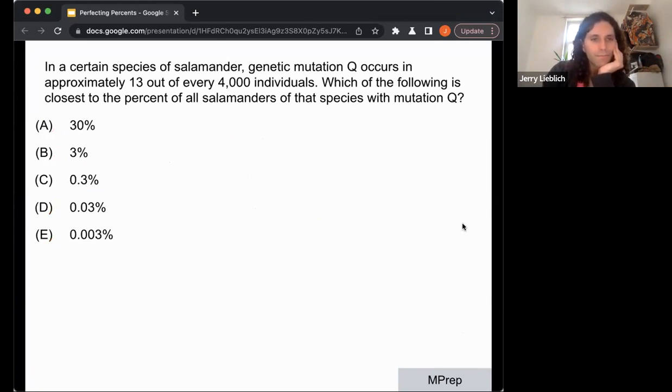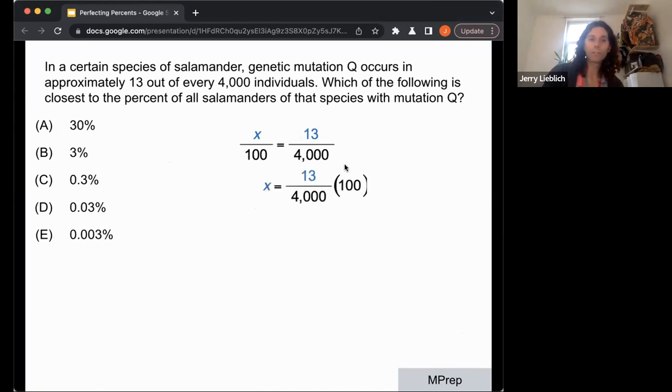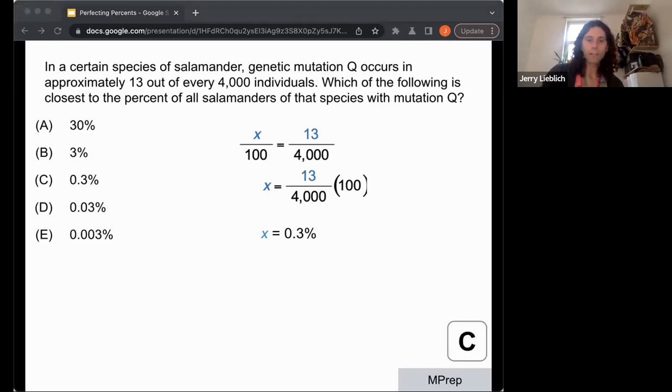Okay, if we were going to calculate this, we could do percent over 100 is the part over the whole, and then multiply both sides by 100 and calculate and get that 0.3%. Up to you whether that feels easier or harder than the estimation. I think with all these, it's really helpful to know there's more than one way to do it and for you to figure out what way is easiest for you.